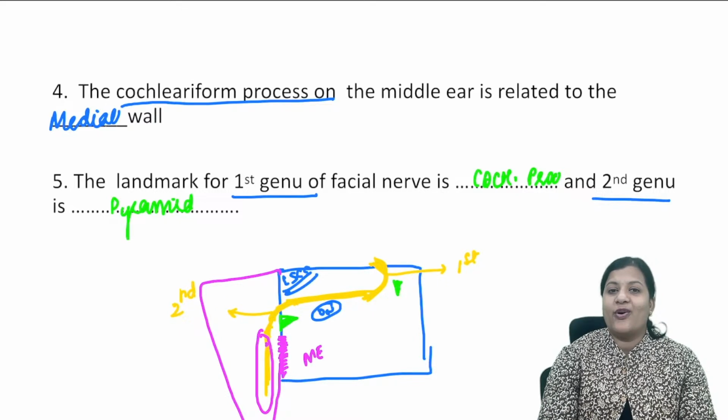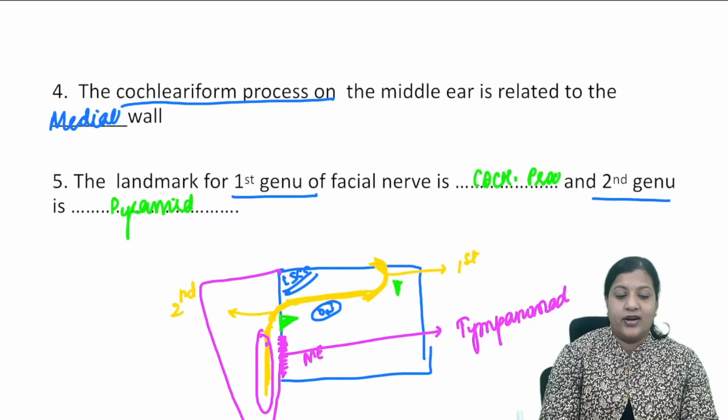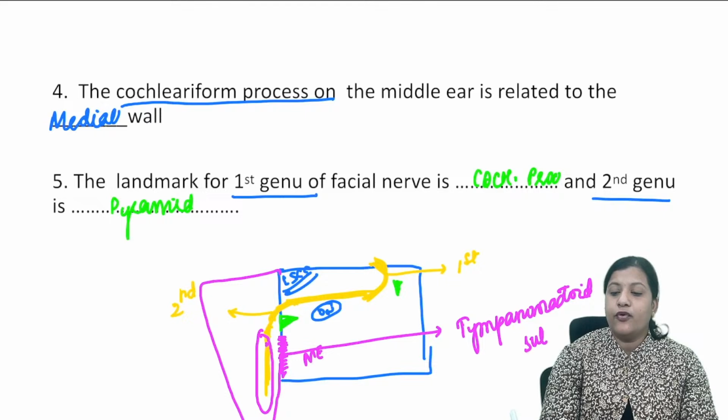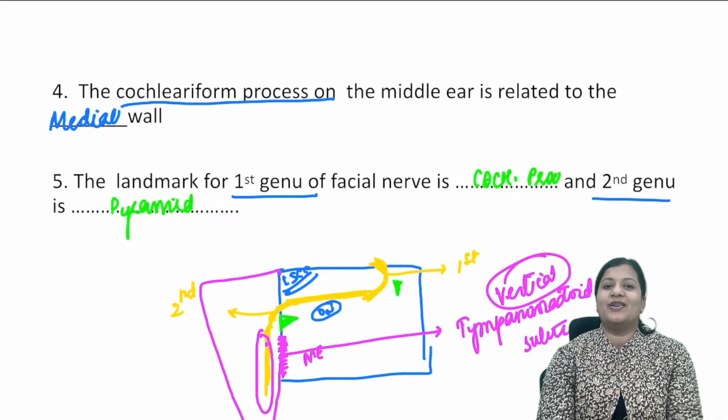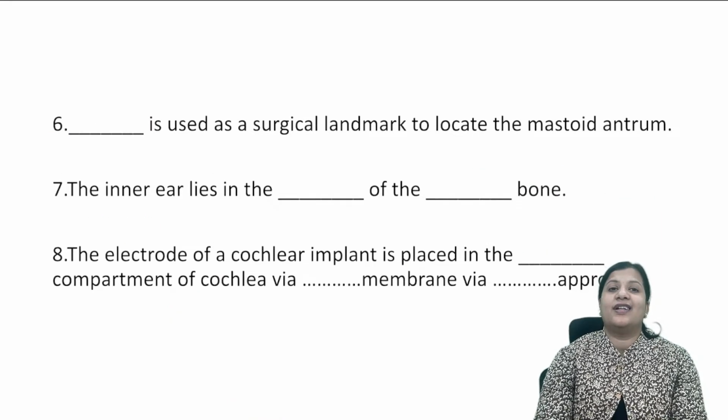So what will it be called? Middle ear is called the tympanic cavity, mastoid is behind. So what do we call this suture? We call this the tympanomastoid suture. So for the vertical segment, what is the landmark? It is your tympanomastoid suture line. So I hope everyone is now clear with the landmarks of the facial nerve. Now let's go to the next one.